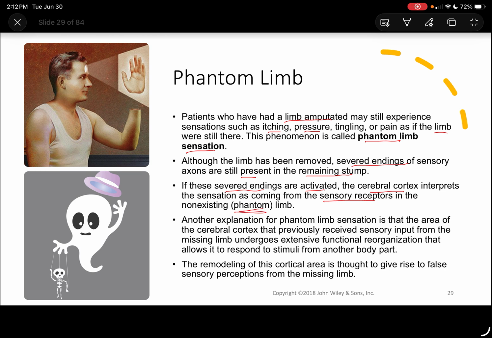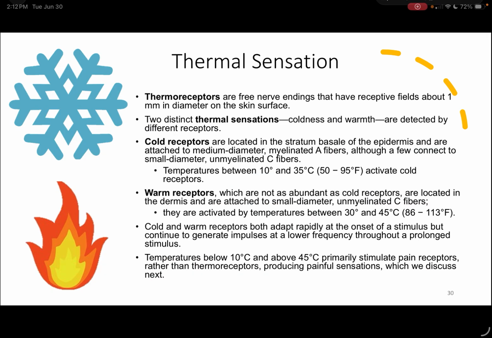Another possible explanation for phantom limb sensation is that the area of the cerebral cortex that would have been responsible for receiving and integrating that sensory input previously is no longer needed, and so it undergoes pretty extensive functional reorganization. This allows it to respond to stimuli from other parts of the body, but this remodeling of that cortical area gives rise to our false sensory perceptions from those missing limbs.